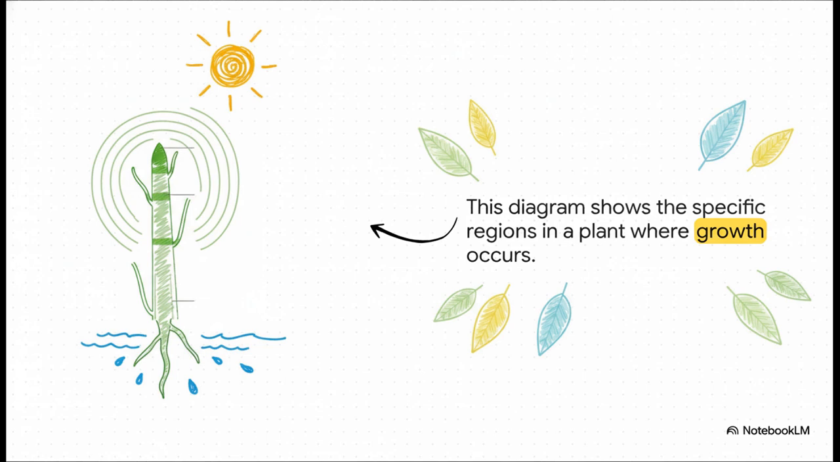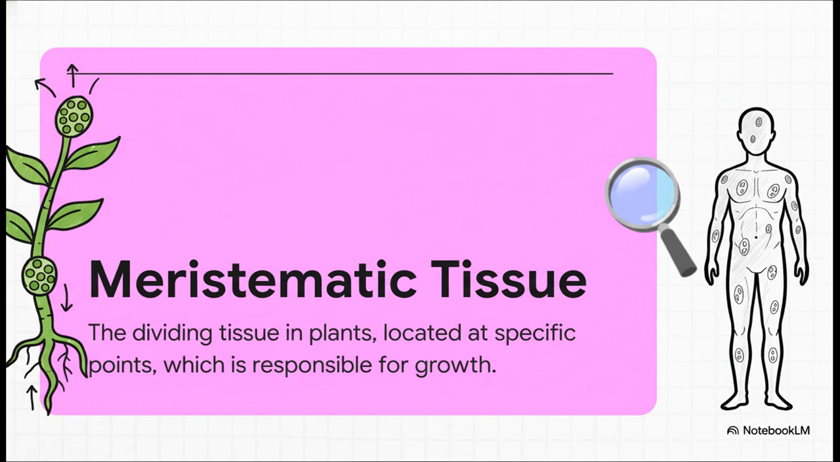You see, the growth in a plant is happening only in these specific regions, right at the tip of the stem and the tip of the roots. These are the plant's growth zones. And the special tissue in these zones has a name. It's called meristematic tissue. The cells here are always dividing, which is what makes the plant grow taller and its roots grow longer. Animals don't have this. Our cell division and growth is much more spread out, and it's not limited to specific zones like this.